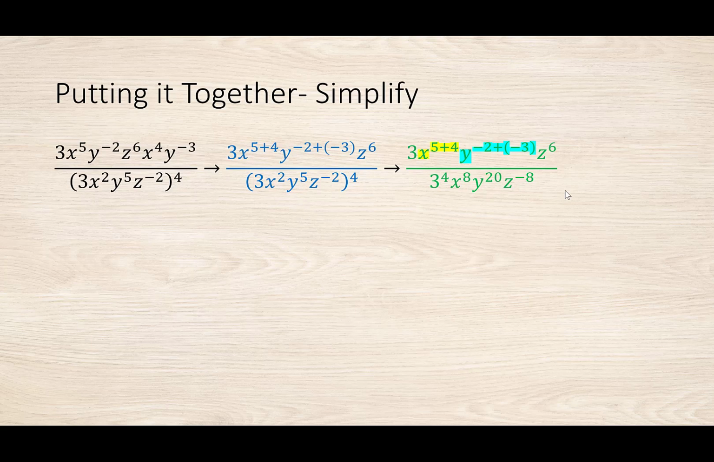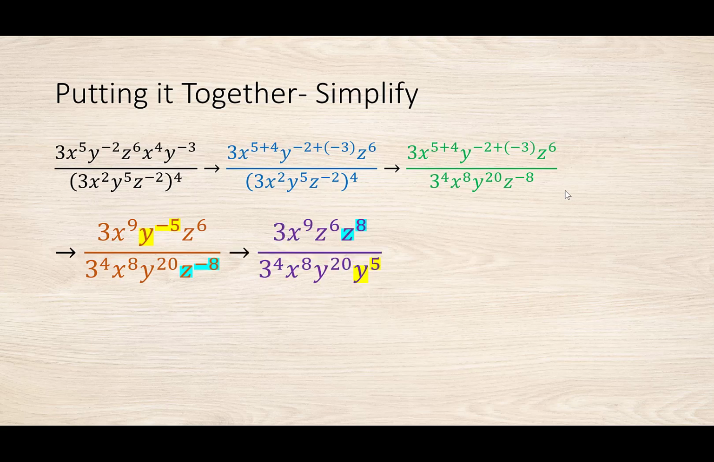Then I went back and actually added those exponents up top. So x to the 5 plus 4, y to the negative 2 plus negative 3. I actually combined those. 5 plus 4 gives me 9. Negative 2 plus negative 3 gives me negative 5. So I got that. Then I was like, we've got to get rid of these negative exponents. They can't be here. We've got to move them. We need to flip them over the fraction bar and make those exponents positive. So that is exactly what I did.